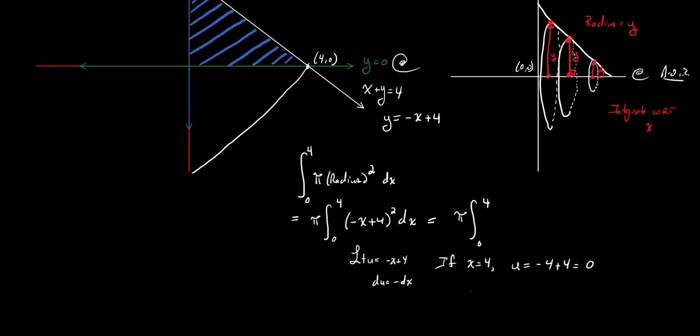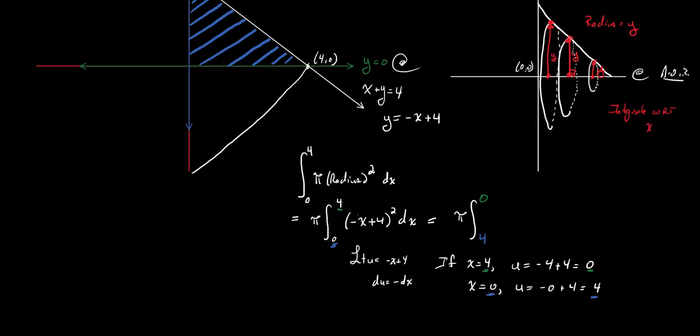And then I'm transforming my boundaries. If x is equal to a value of 0, then u is equal to negative 0 plus 4, which is equal to a value of 4. So I'm going to go ahead and transform this here. My top bound, which is 4, is going to transform to a value of 0. My lower bound, which is a value of 0, will transform to a value of 4.